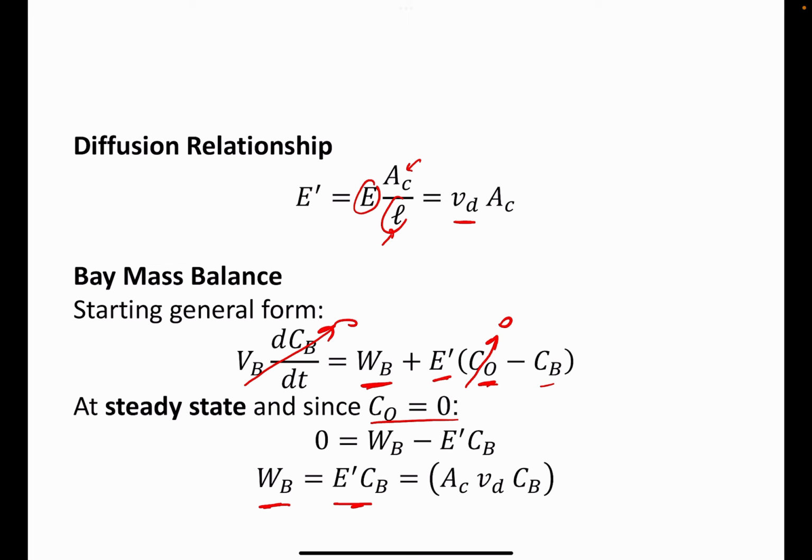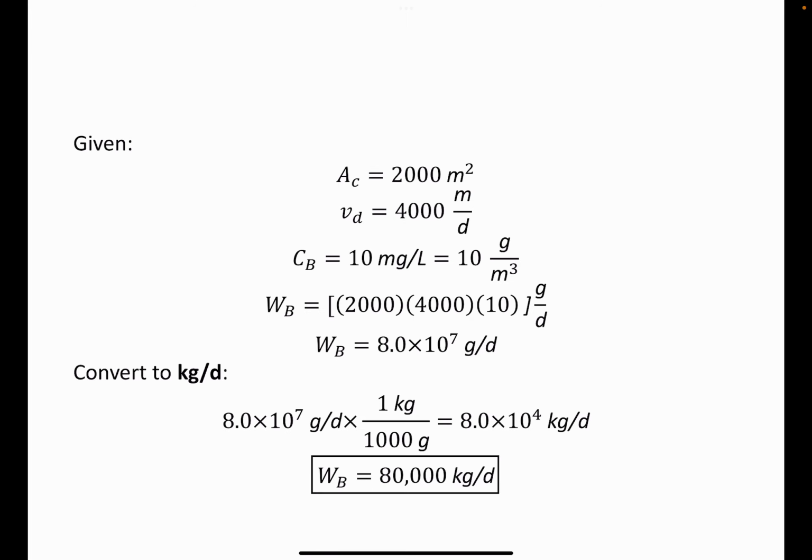And E prime, as we mentioned, is V_D times A_C. So V_D times A_C times the concentration C_B. So this is the loading of the bay. And since we have A_C, V_D, and C_B, we can find W_P: 2,000 square meters, times 4,000 meters per day, times 10 milligrams per liter, which is equivalent to grams per cubic meter. You can see the cubic meters cancel, so that's grams per day.